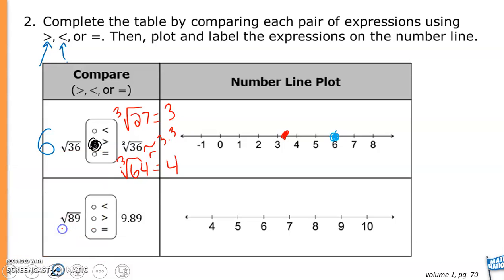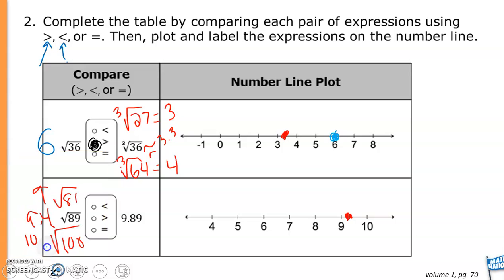The square root of 89 is not perfect, but I know that it's bigger than the square root of 81, which is 9, and smaller than the square root of 100, which is 10. So it's between 9 and 10 on a number line. 89 is closer to 81, so it's going to be smaller than 9.5, and we could estimate it to be about a 9.4. 9.4 on my number line would be a little closer to the 9, so about there.